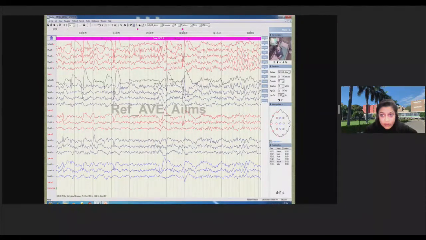And further evolves. And you can see the rhythmic sharps and almost spiky in nature on the left F7, T3 with high amplitudes around F7, T3. It is reflecting in the right temporal, F8, T4 also, but definitely the rhythm is spikier and faster and higher in amplitude at F7, T3.